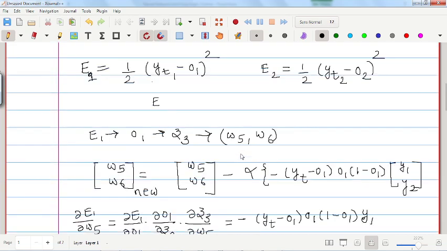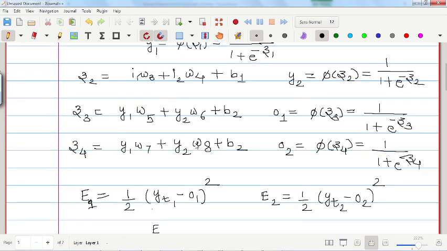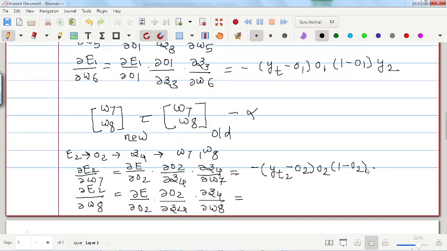And Z4 with respect to W7: let me show you the value for Z4. The value for Z4 is this one. W7 is included in the first term only, and the derivative of this with respect to W7 is 1, and Y1 is the multiplier. Similarly the derivative of Z4 with respect to W8 will give you Y2. So here Y1 will be, and in the second one minus (YT2 minus O2) into O2 into (1 minus O2) into Y2. So let me put here all the values.